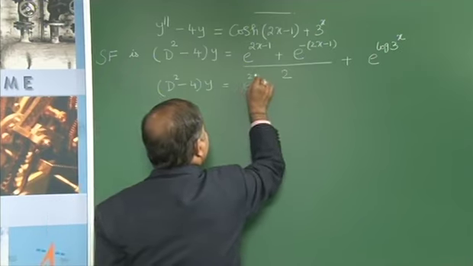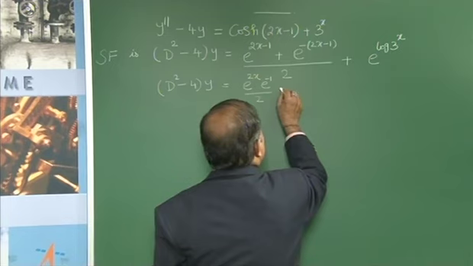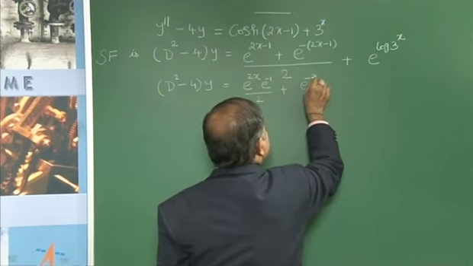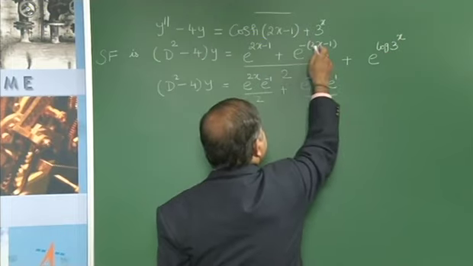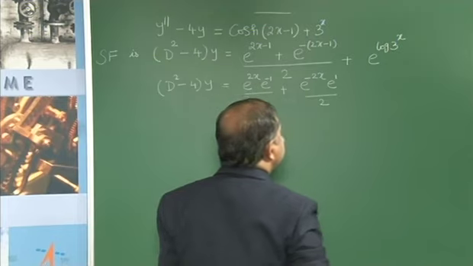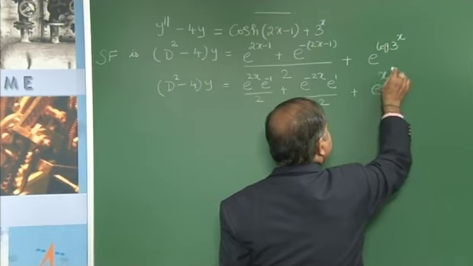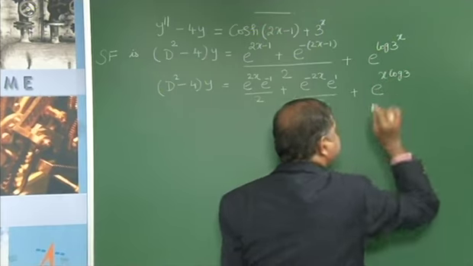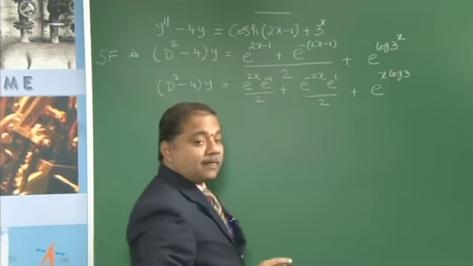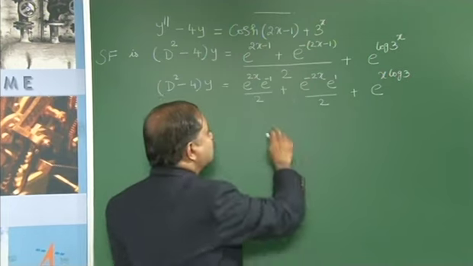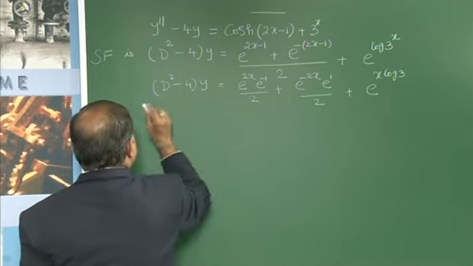So, e power 2x e power minus 1 by 2 plus e power minus 2x e power 1 by 2, this minus is multiplied inside, e power minus 2x plus 1. Here also simplification, e power x log 3. Now I should find out one complementary function for the left hand side, and 3 particular integrals for the right hand side, one for each factor. Now what is the next step?